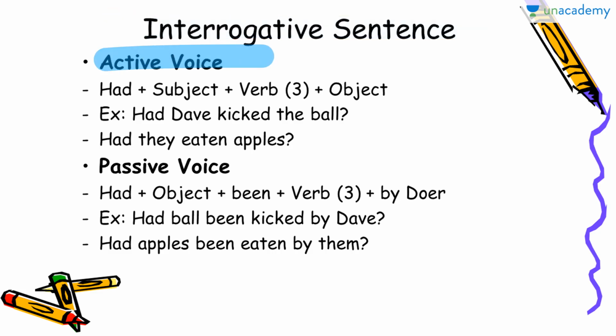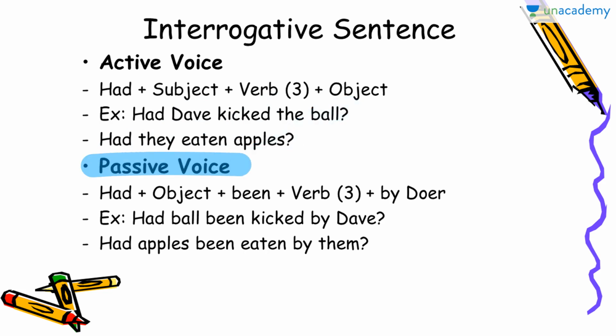In active, it will start with had followed by subject who is doing the work, then verb third form, and then object. For example, had Dave kicked the ball? Had they eaten apples? So in both the cases, had is coming in the starting, then the one who is doing the work, respective verb, and then on which the work is done.